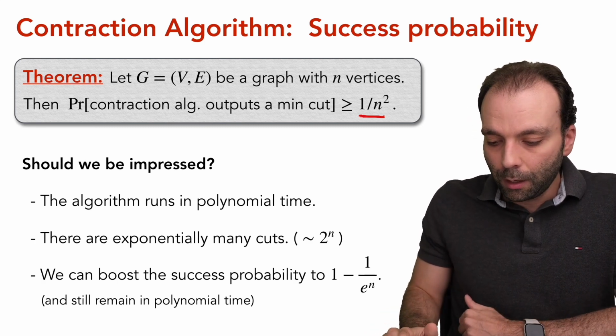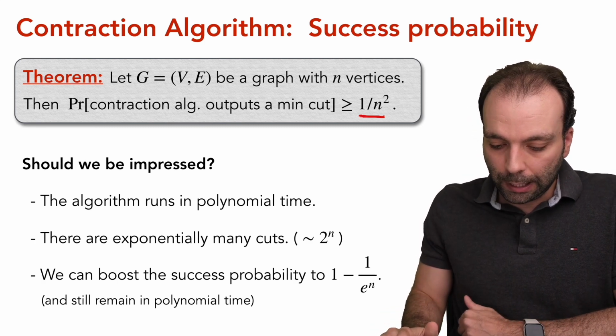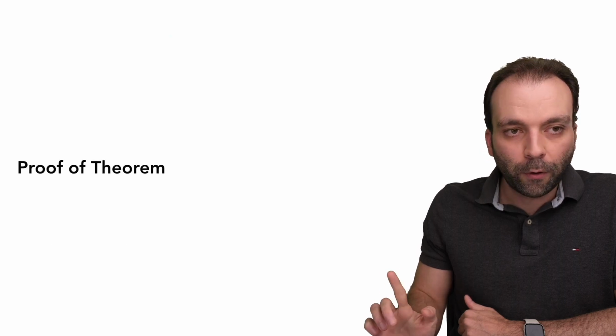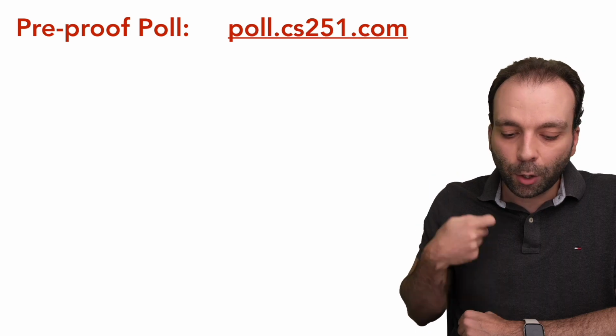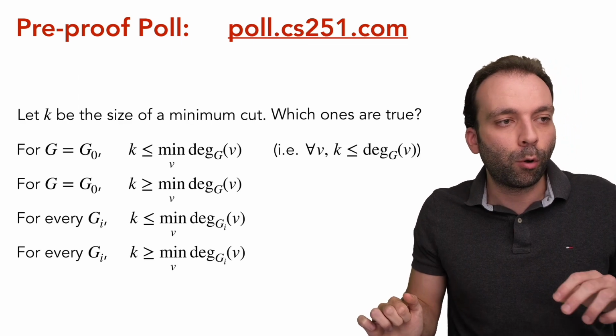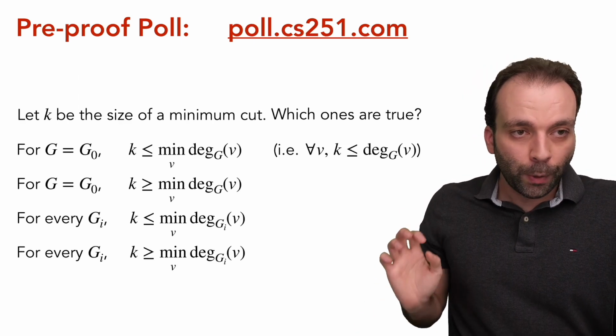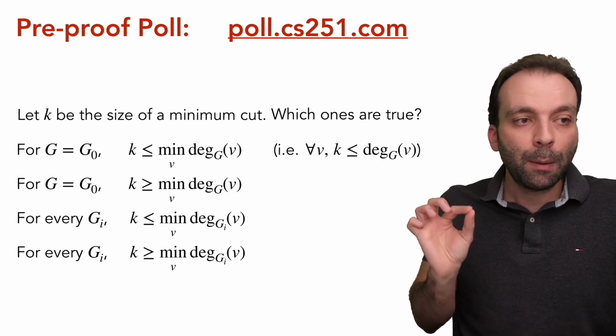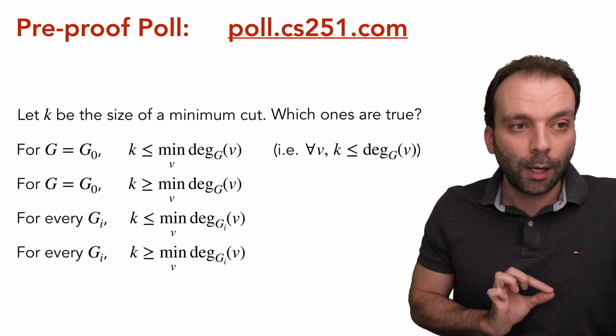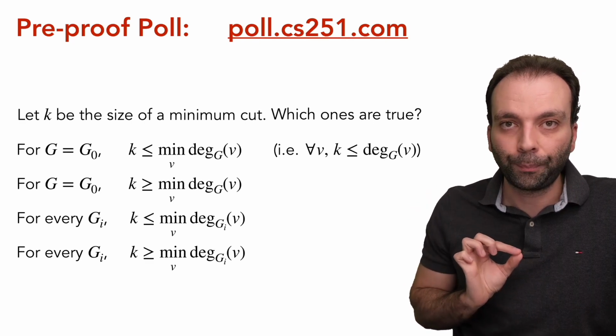Okay, good. So now we're going to do the proof of the theorem, and we're going to actually start with a poll here, because this is an observation that's going to be an important part of the proof. So I'm going to open the poll in a second, but let me just first read what the question is. Let K be the size of a minimum cut, and I want to know which ones are true.